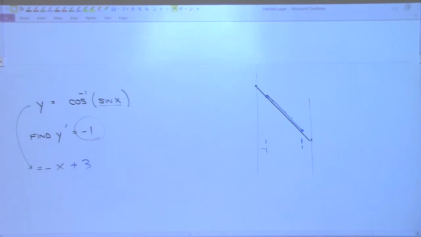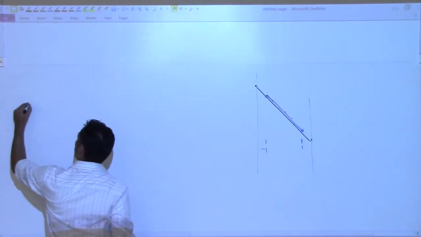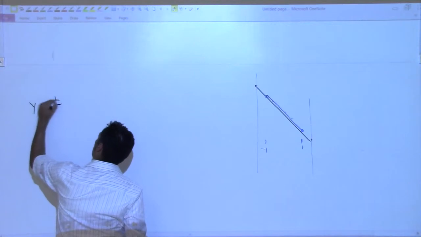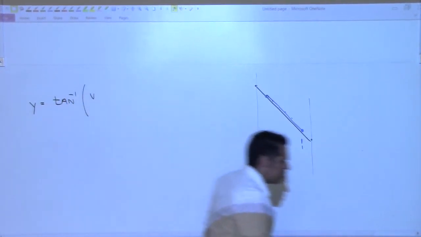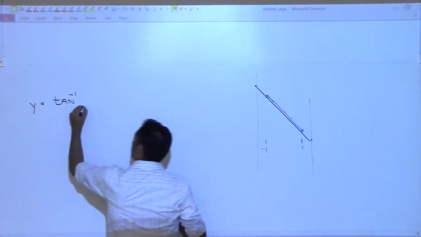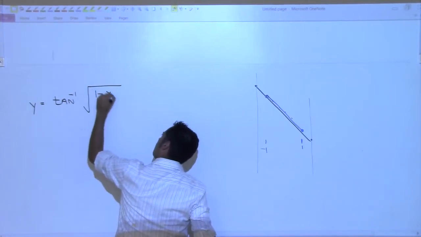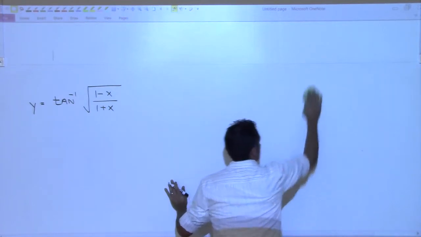All right, the nasty one. We can do a nasty one, yes. Okay. This one. y is equal to arctangent of the square root, oh wait, the square root's on the outside. Square root of (1 minus x) over (1 plus x). How are we doing on time? All right, good.